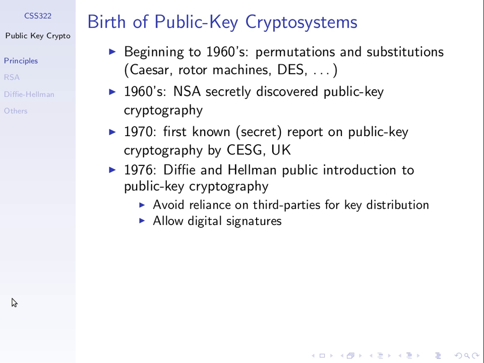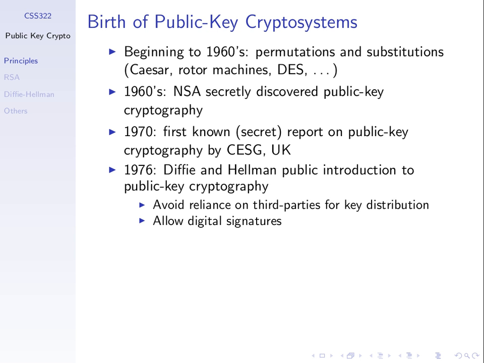Pretty much up until the 1960s and 70s, all ciphers were using symmetric key cryptography. Caesar cipher was symmetric key. You needed to know the shift that we used. DES, symmetric key. In the 60s and 70s, people initially secretly went to work on some variations, public key cryptography. The first public introduction of public key cryptography was in 1976 by Diffie and Hellman.